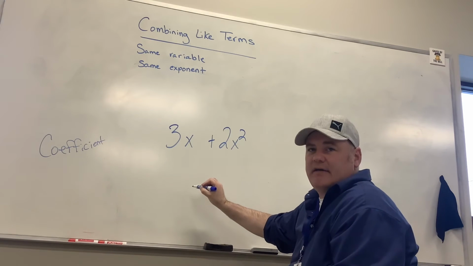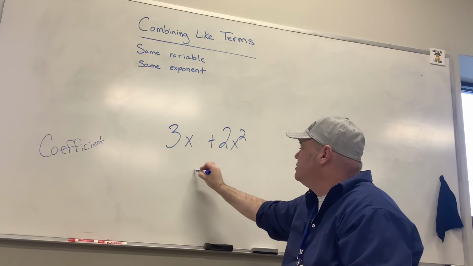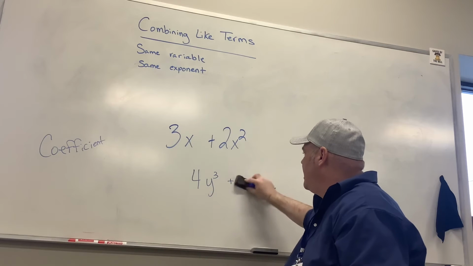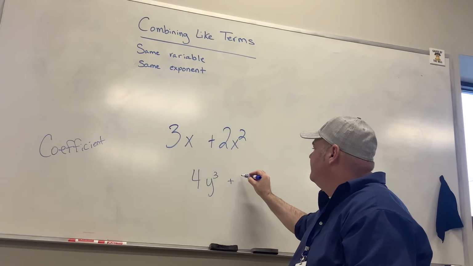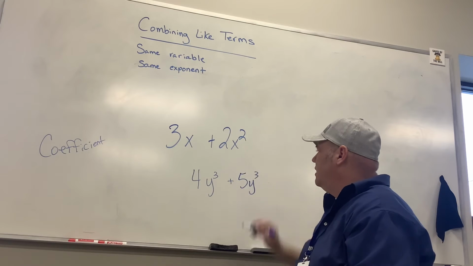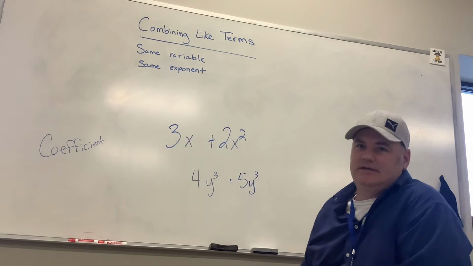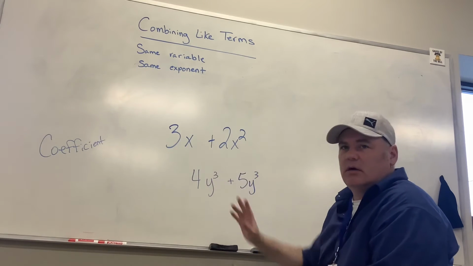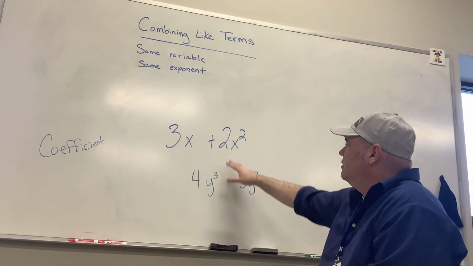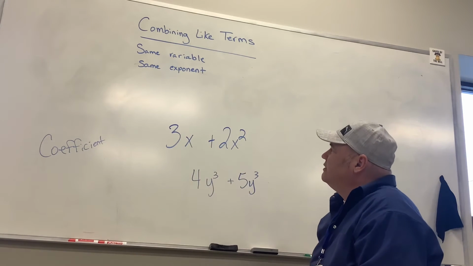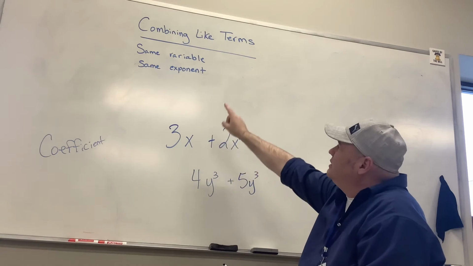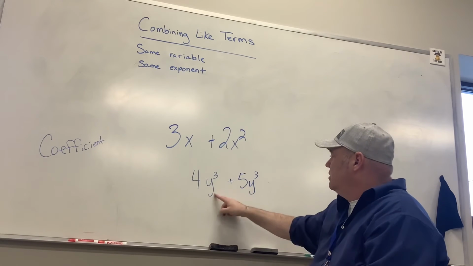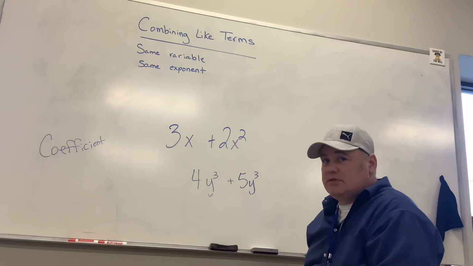Now let's say they do have the same letter and exponent. So let's do 4y to the third plus 5y to the third, okay? So I look and I say, the coefficients are always going to be different. They're always going to be like 6 or 5 or negative 2. That's what you're combining, those coefficients. It doesn't matter if they're different. It's, does it have the same letter? Does it have the same exponent? It has the same letter, it has the same exponent. So that means we're going to combine them.